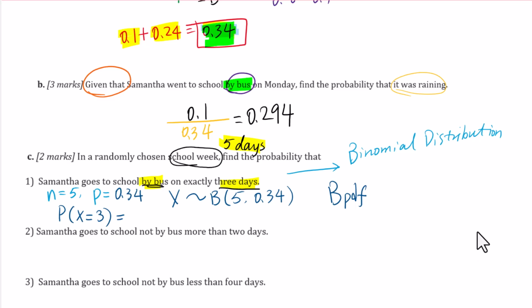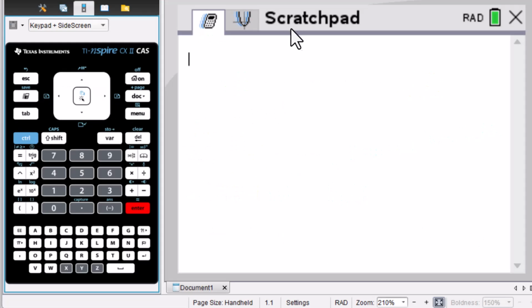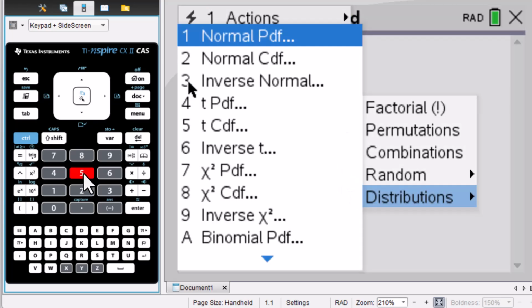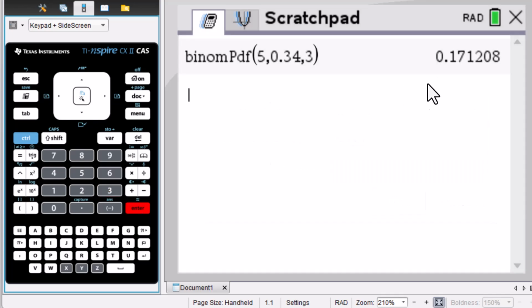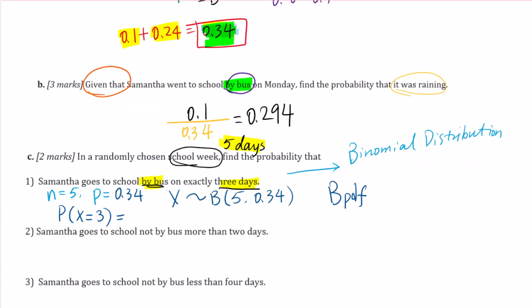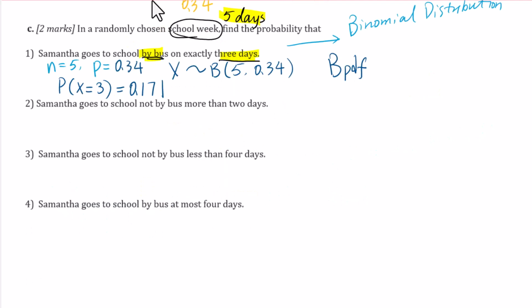Let's go to calculator. Go to scratch pad menu 5, 5, 8. N is 5. P is 0.34. X is 3. Enter, enter. 0.171.